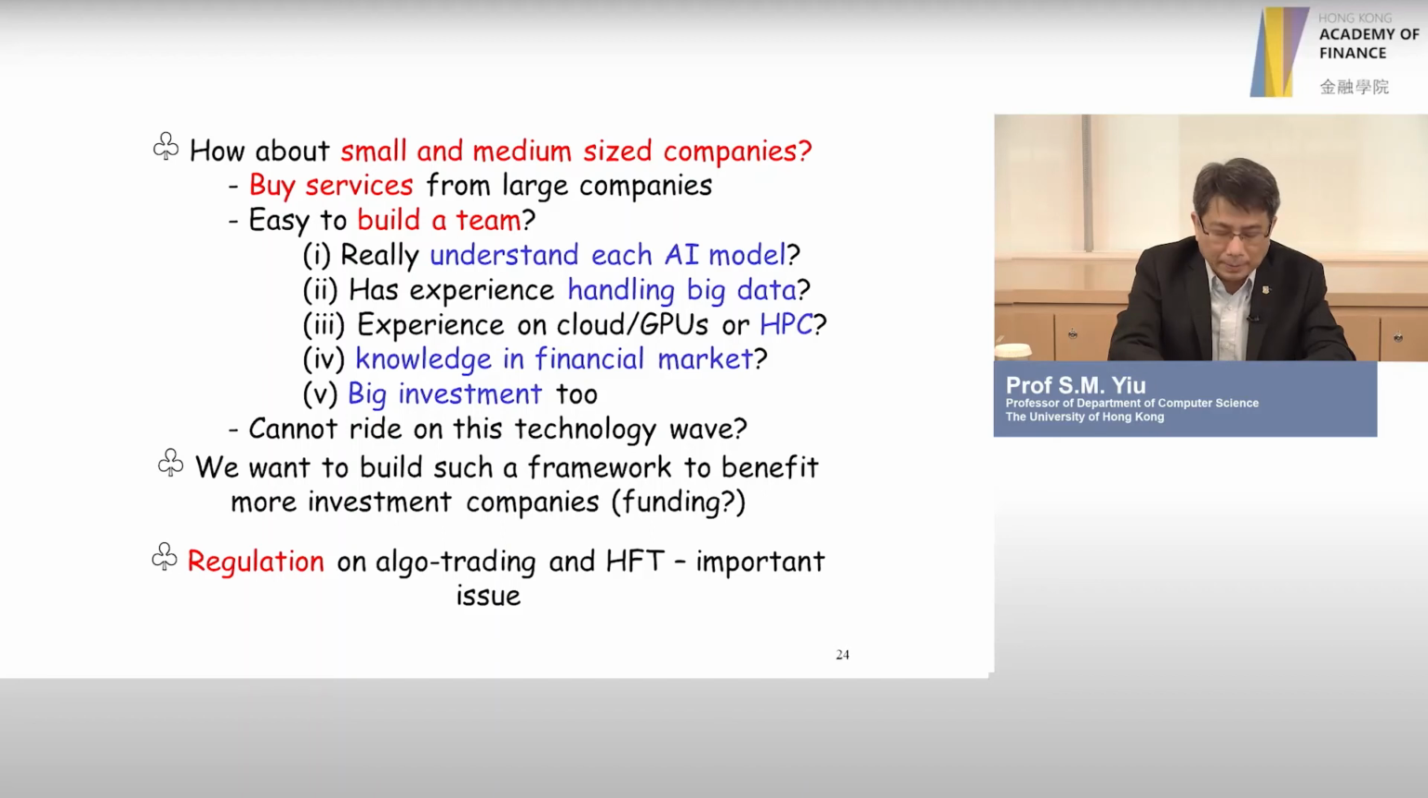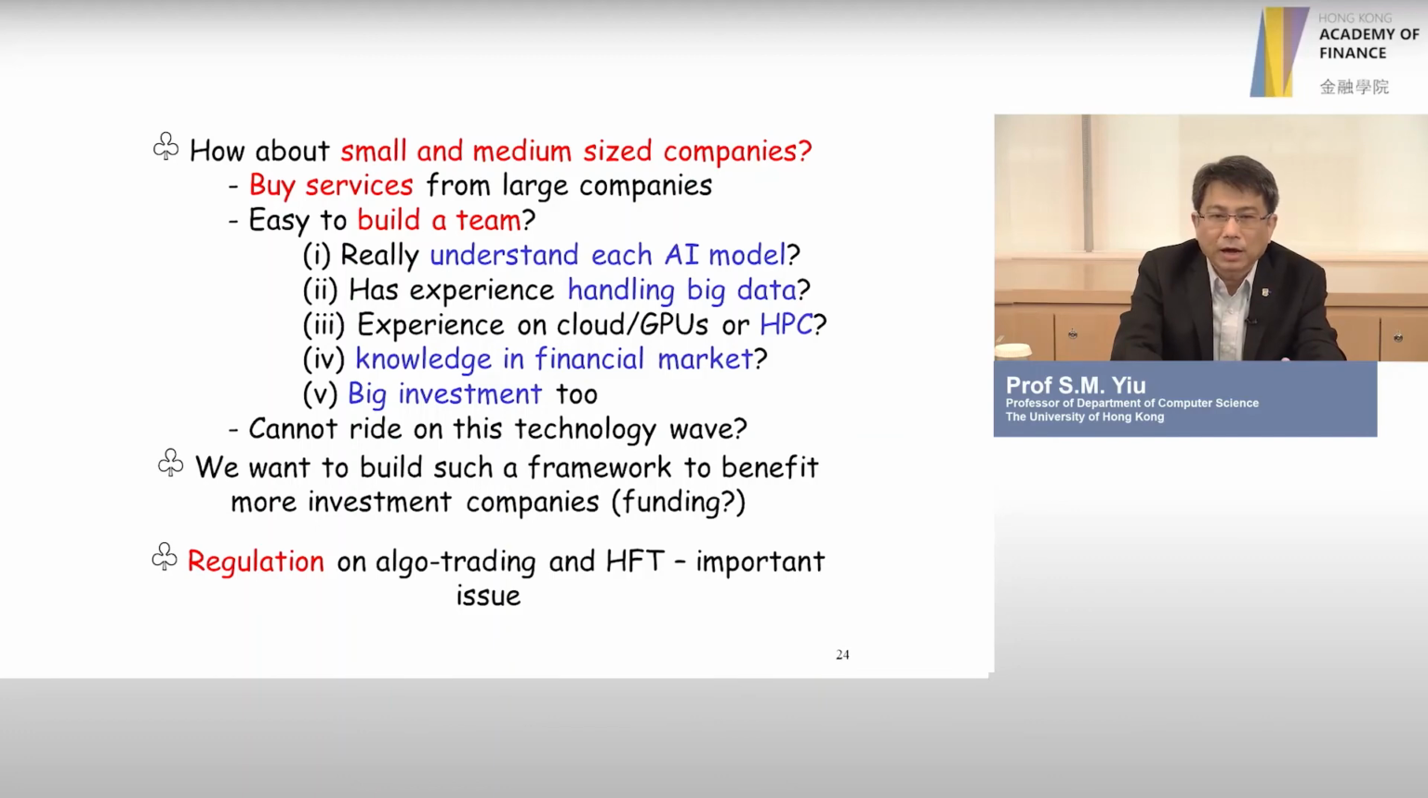If you look at the market, the large companies also offer services to small and medium-sized companies. So one way to do it, if you are from a small company, is to buy service from them. My next question is, is it easy to build a good team? Let me just give you five factors here. Of course, if you really want a good team, some of the team members have to understand the AI model. Not all AI models can be applied directly to financial data. If you have heard about deep learning, right now the basic principle of most deep learning is the neural network.